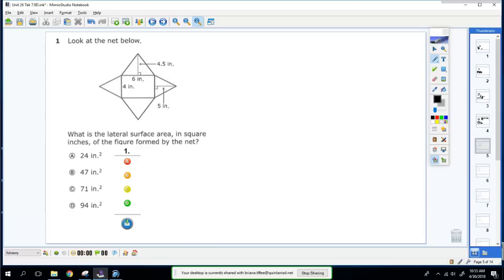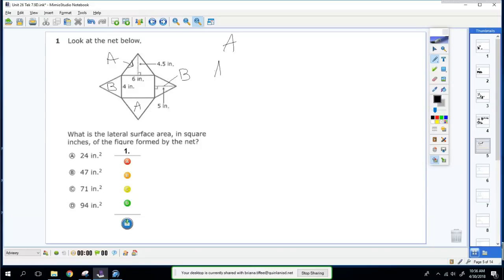Okay, number 1 on the back says, look at the net below. What is the lateral surface area in square inches of the figure formed by the net? So all you have to do is find the area of the triangles. I'm going to label this triangle A. I'm going to label this triangle B. The reason I'm not labeling these is because these are actually the same as the other ones.